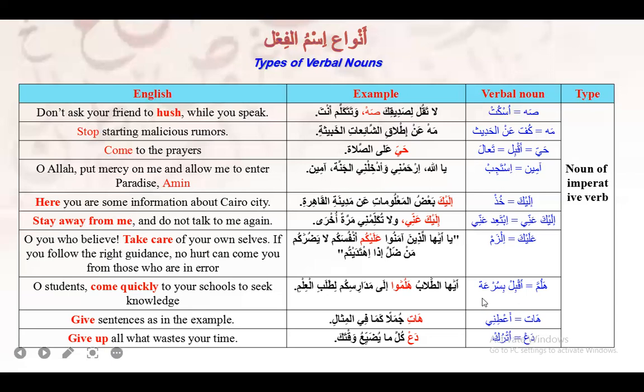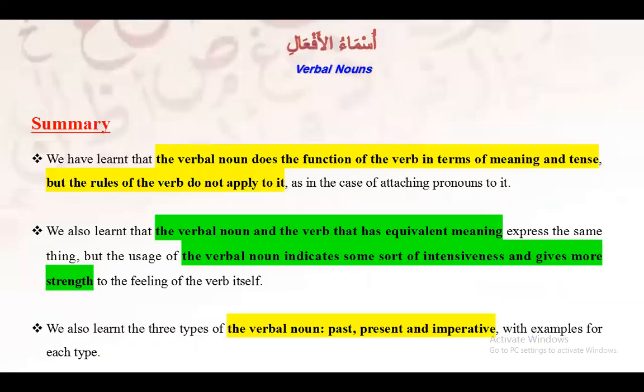هلم, أقبل بسرعة. هلم means come quickly. هات, أعطني. هات means give. دع, اترك. دع means give up. Give up. Now the summary. Now you can see the verbal noun does the function of the verb in terms of meaning and tense, but the rules of the verb don't apply to it.